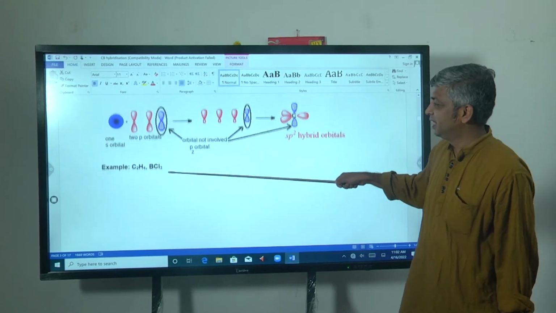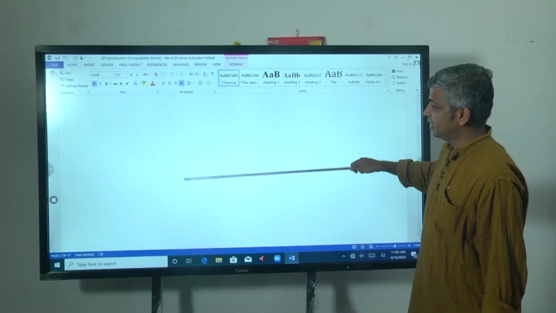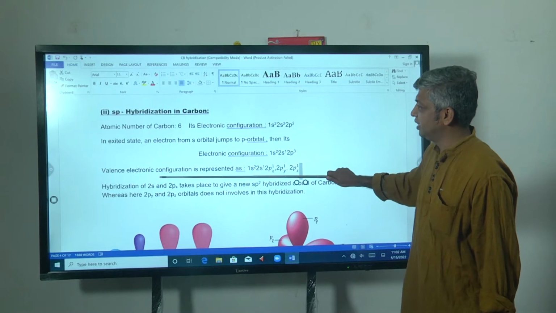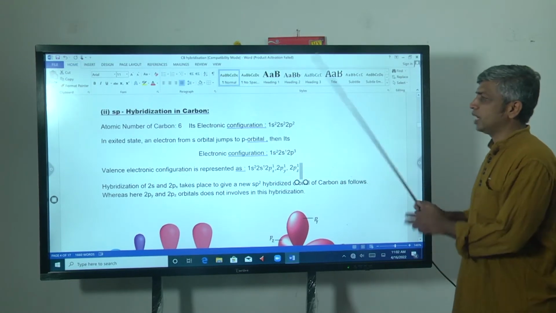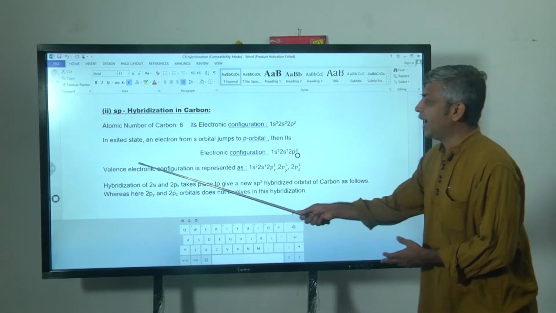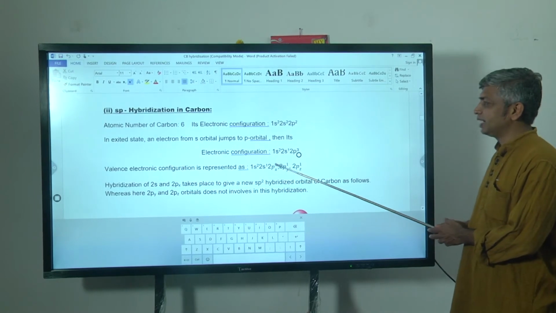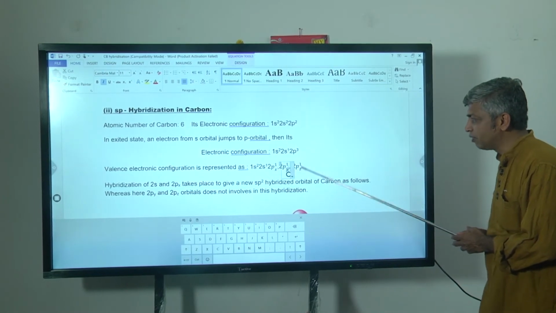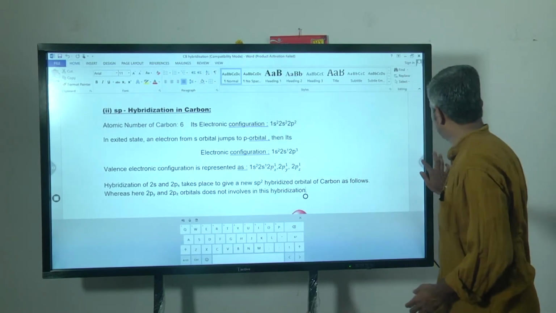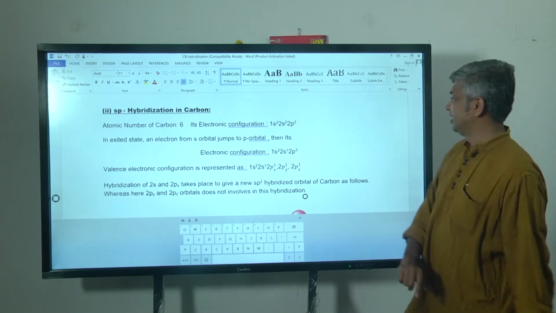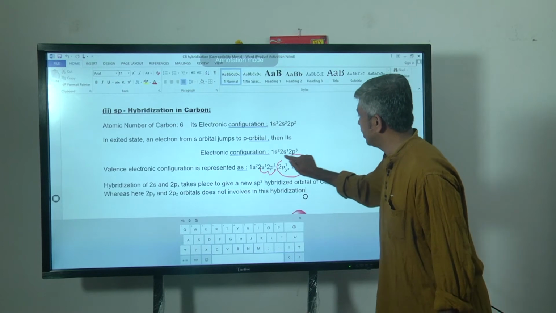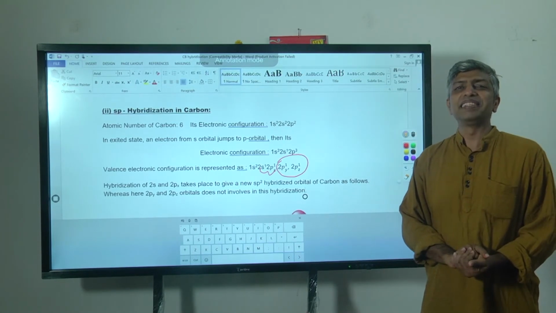We will discuss them later. Next, we go to sp hybridization. Up to here the things are the same: the atomic number of carbon is 6, and in the excited state you write 1s2, 2s1, 2p3, and in the valence electronic configuration px1, py1, pz1. What happens here is different. 2s and 2px are involved, whereas 2py and 2pz are not involved in hybridization.